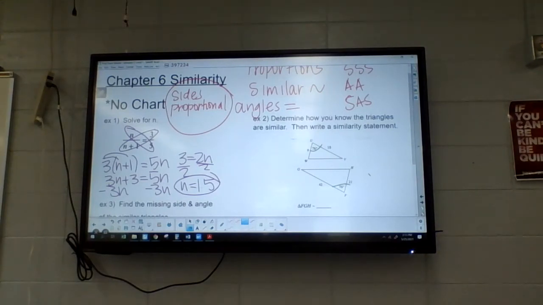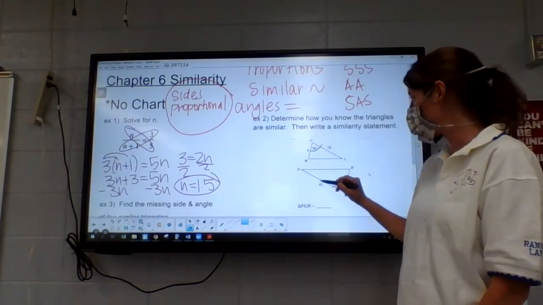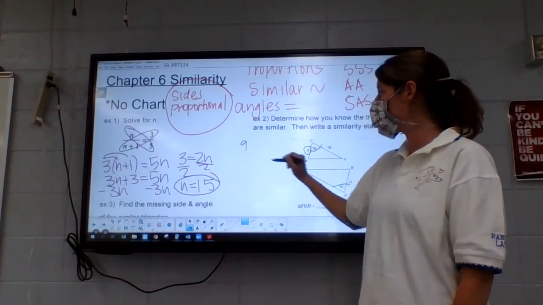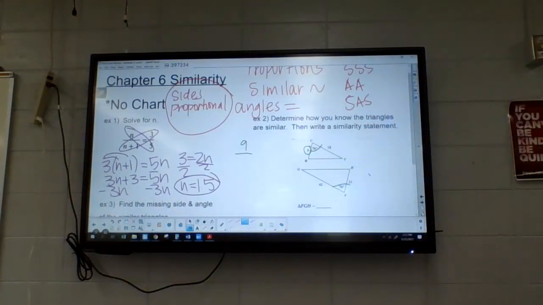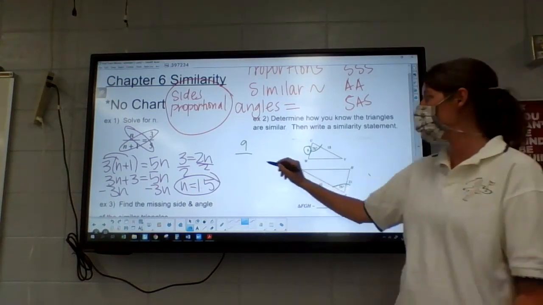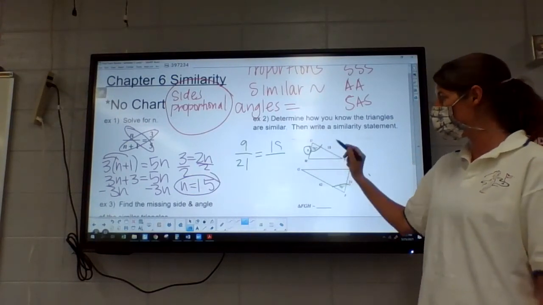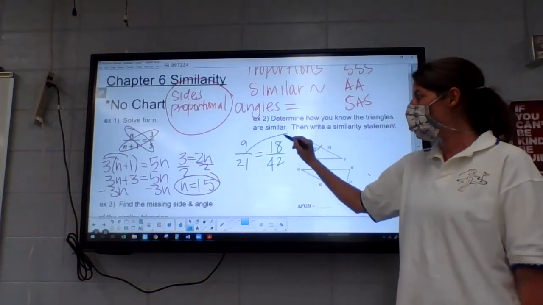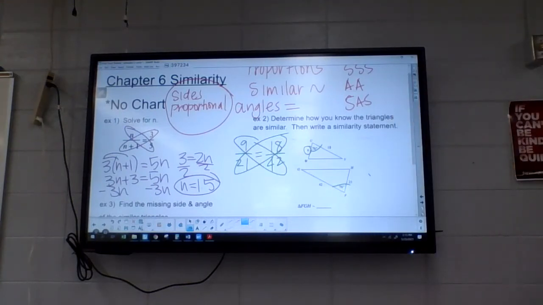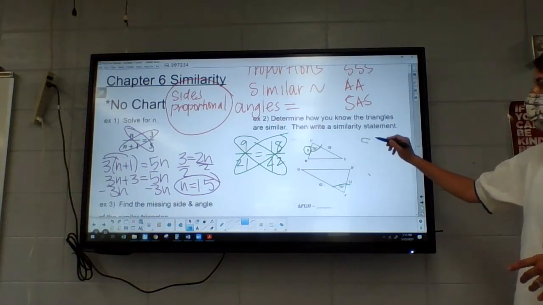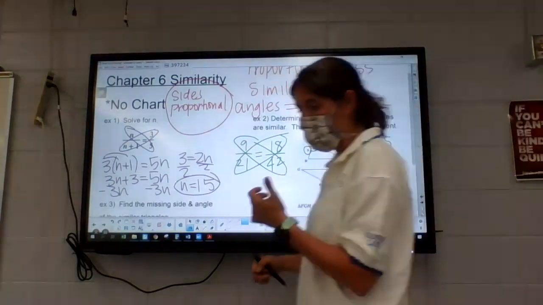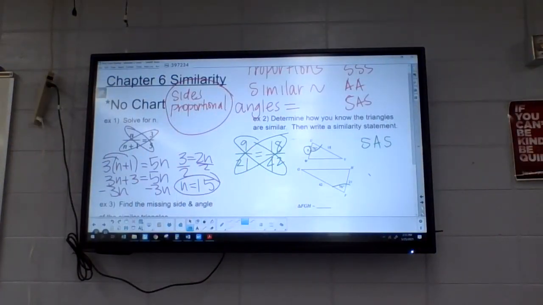The way we have to know that they're similar is they have to be proportional. So I have to check and show that these are actually proportional. So 9 would go with what side in this triangle? It would go with the 21 because it's the smaller of the 2 sides. And then that should equal 18 over 42, since 9 and 18 are in the same triangle. If I cross multiply those, they should be equal. Or if I simplify them, they should be equal fractions. So we would know by side angle side that these triangles would be similar. And again, this was a while ago, that's why we review.